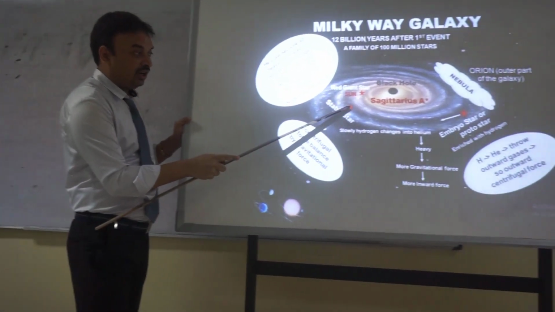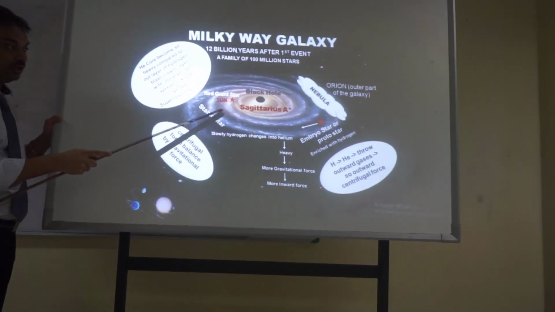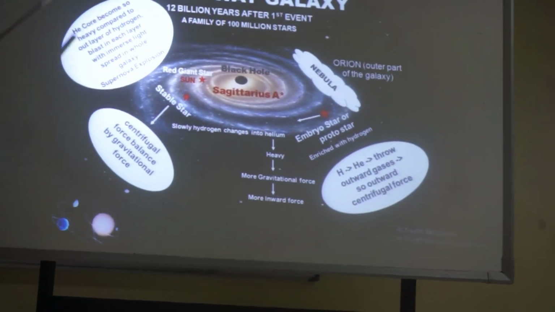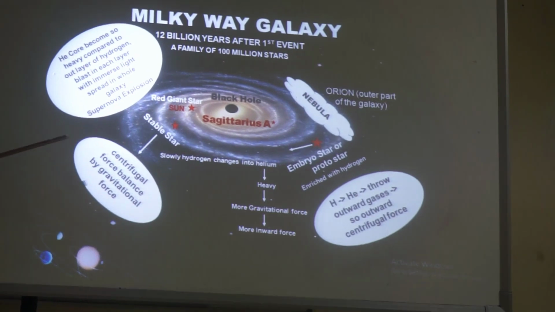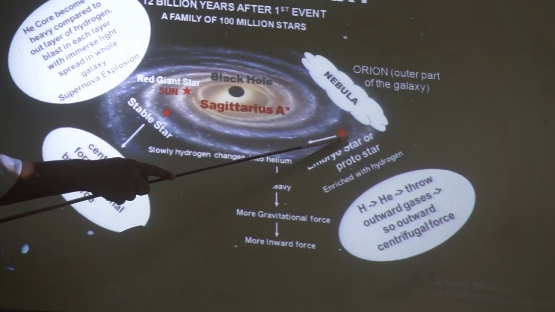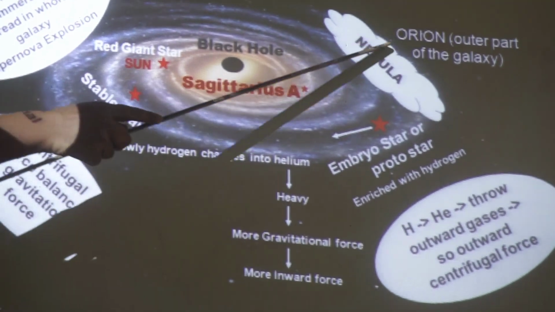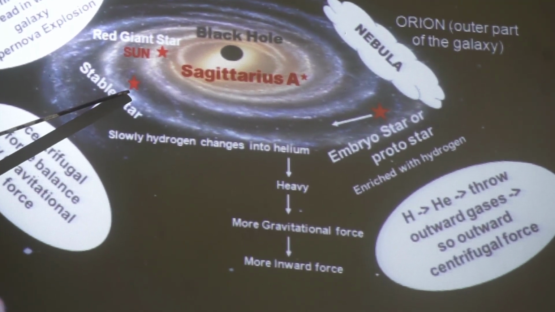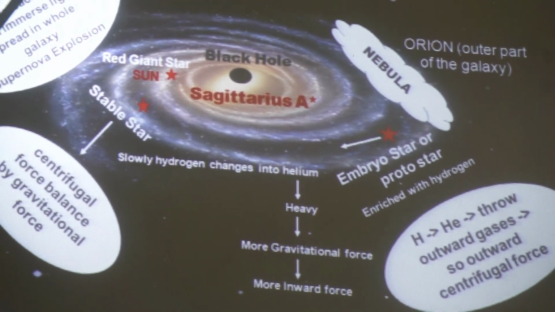Now again, this star is trying to fall in the center. This star is trying to die. Now it's moving in the first arm. This is the origin, first arm. So from the embryo star to the stable star, this is happening in the first arm.